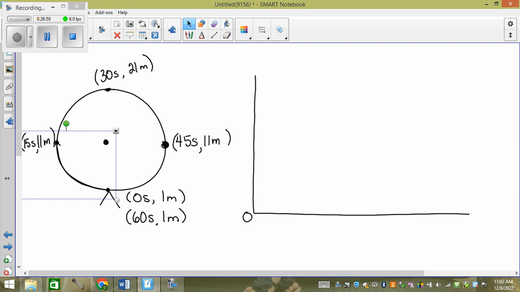Now, I want to show you how this actually makes a sinusoidal graph. So this would be 0, this would be 1, this would be 11 meters, and this would be 21. So I'm literally drawing it at the same height, same scale as that, correct? Along the bottom, I would have 0, 15, 30, 45, and 60. And sometimes on your diploma, they literally make you draw this graph as a graph over time.